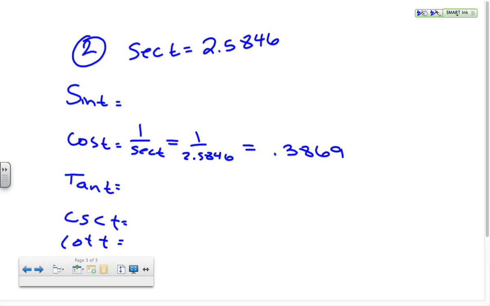I know cosine and I know secant. I don't know sine yet, so we're going to go to sine because that's another one that I can manipulate quite a bit in other situations. Now again, think about the Pythagorean identities. Sine squared plus cosine squared equals 1. That's really nice because if I know cosine, I can find it. So the sine squared of t is going to equal 1 minus the cosine squared of t.